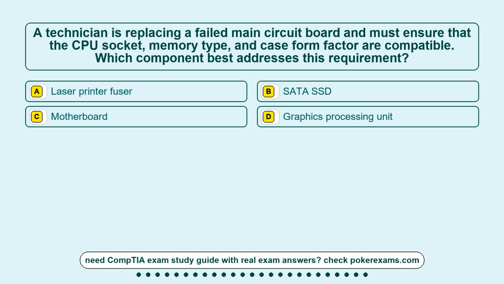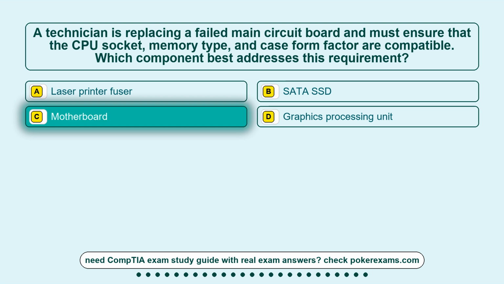Question 9. A technician is replacing a failed main circuit board and must ensure that the CPU socket, memory type, and case form factor are compatible. Which component best addresses this requirement? Option A, laser printer fuser. Option B, SATA SSD. Option C, motherboard. Option D, a graphics processing unit.